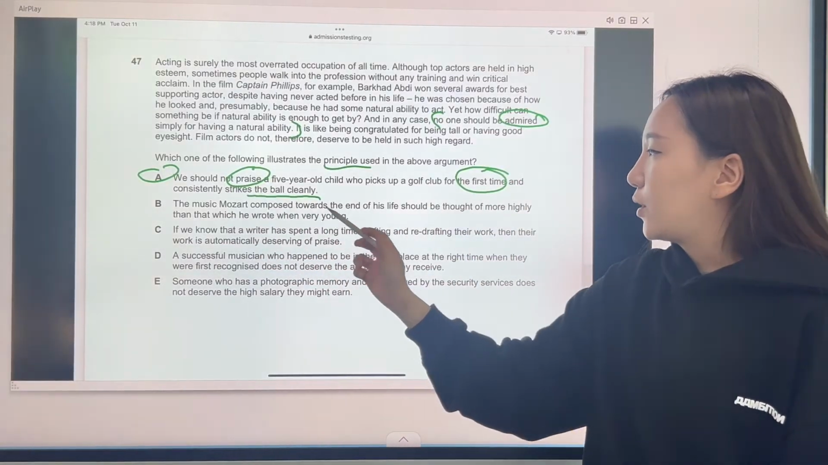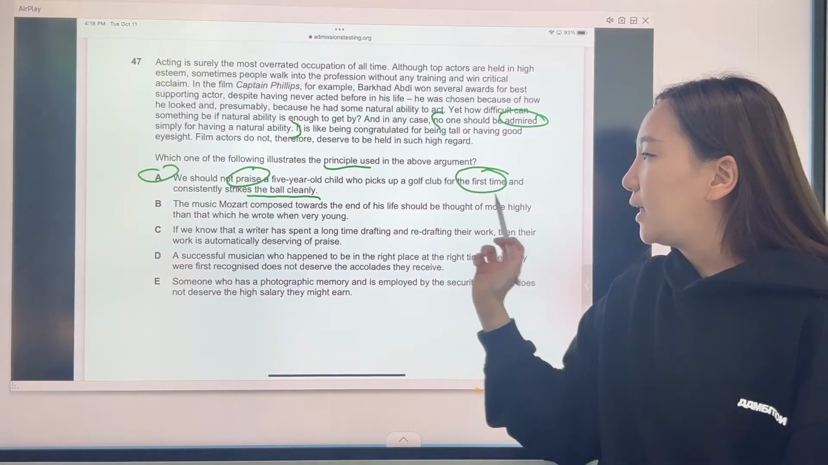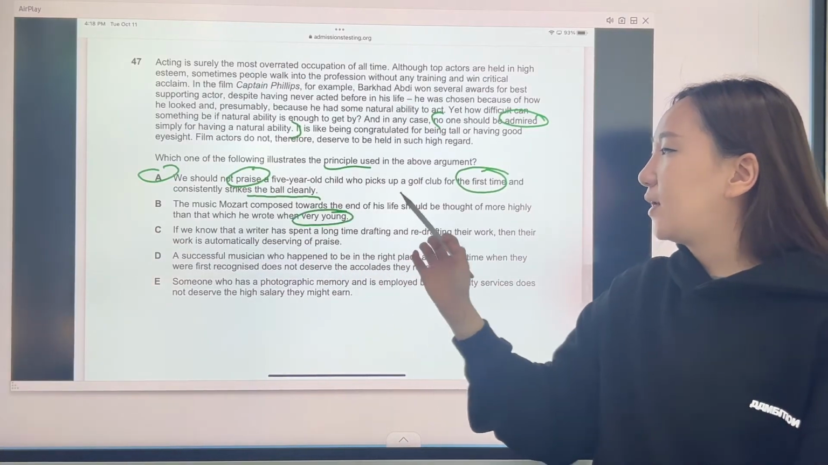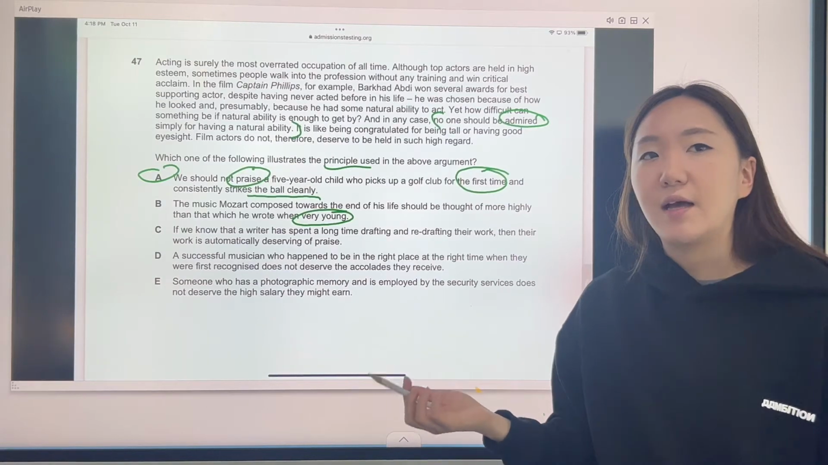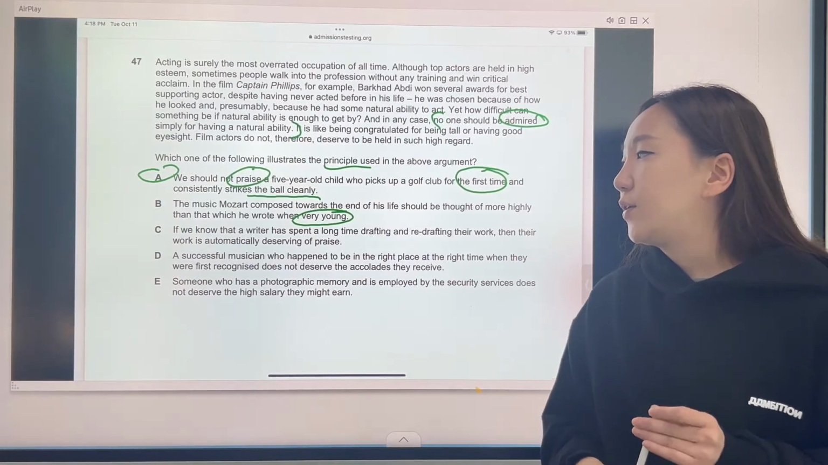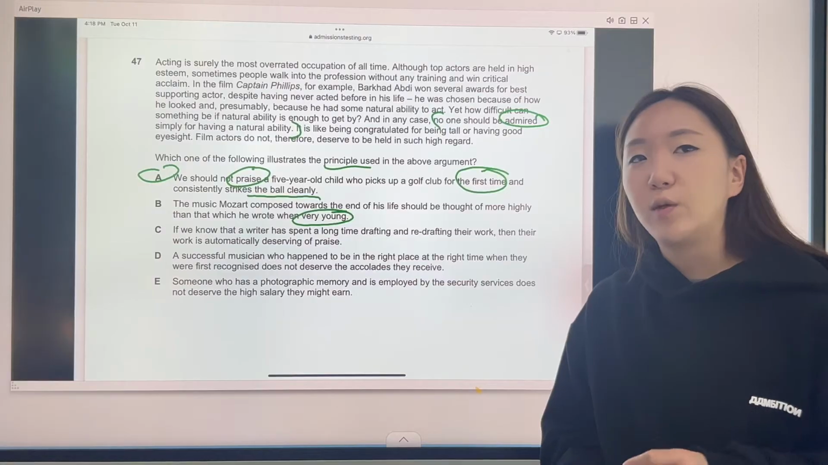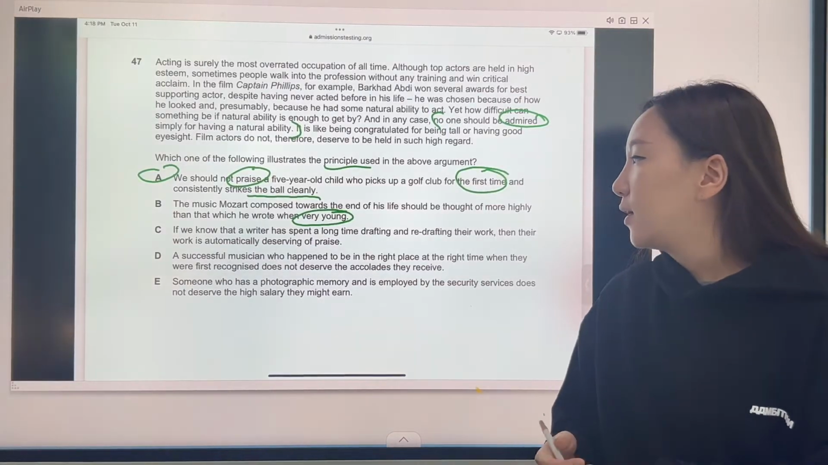The music Mozart composed towards the end of his life should be thought of more highly than when he was very young. I mean, he was still composing. You can't just wake up and compose. He would have had to have some element of work in there as well. So it's just comparing how he would have been with less experience and then more experience.